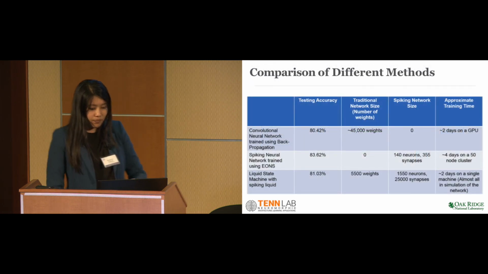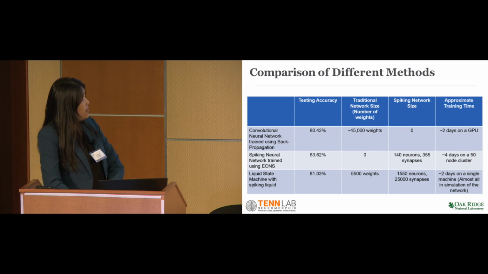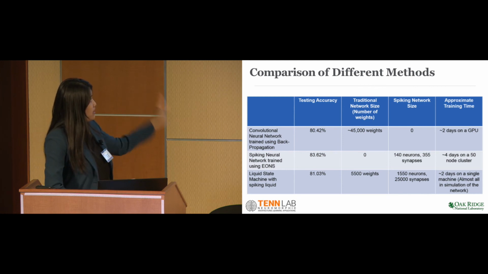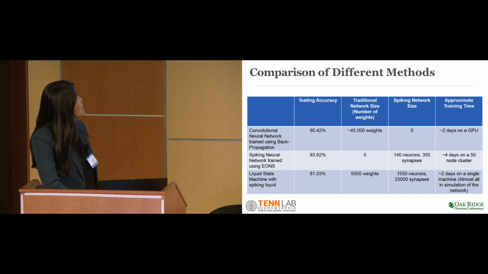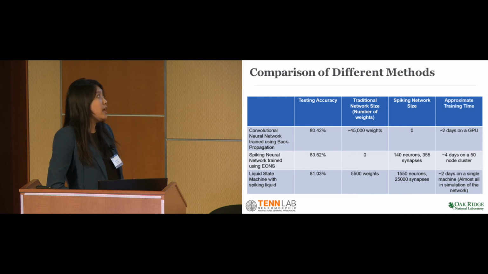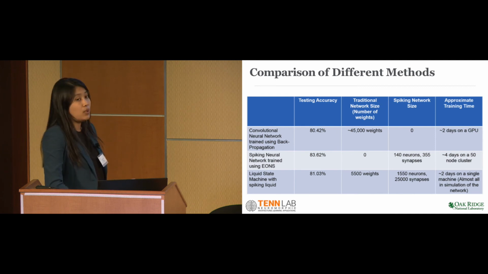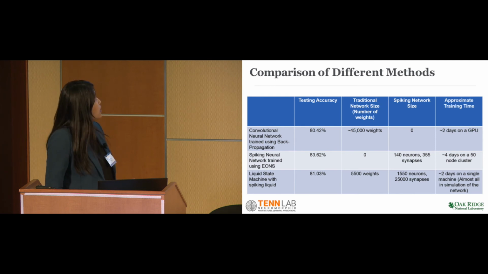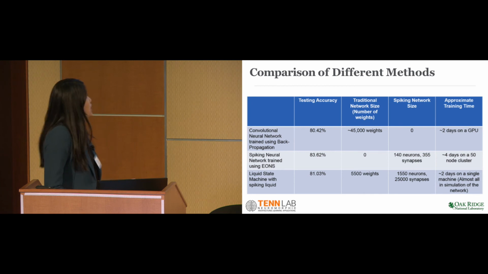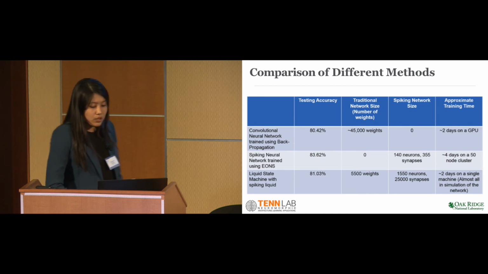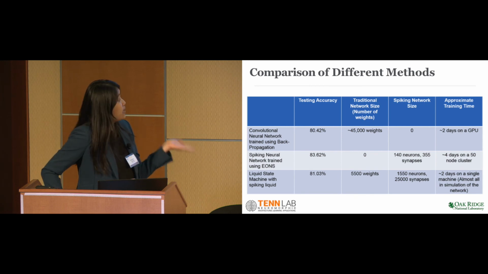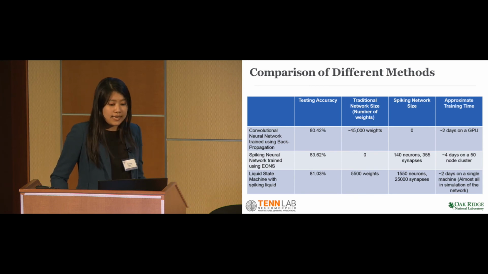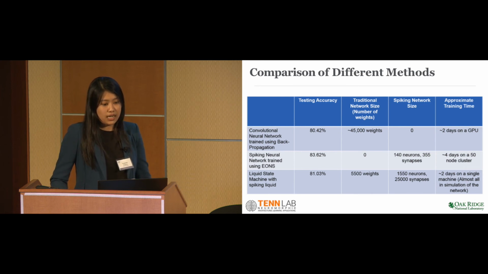Okay. This slide actually is my favorite one because everything I've been talking about is here. We're trying to compare 3 different methods. One is the convolutional neural network. Another one is the spiking neural network trained with EONS. And the third one is liquid state machines with a spiking liquid. We are comparing based on training accuracy, the network size, and the approximate training time.